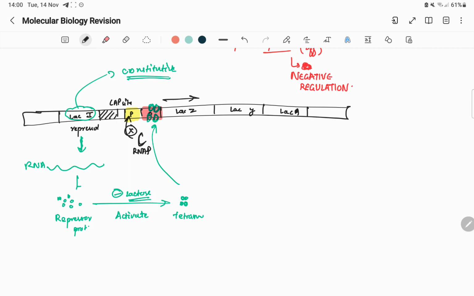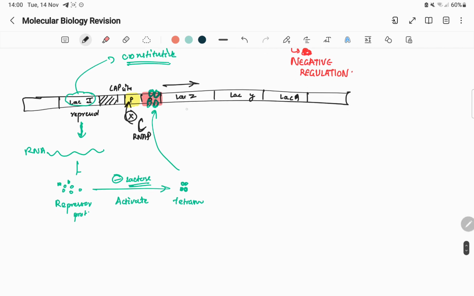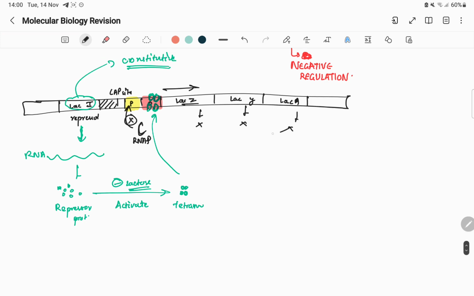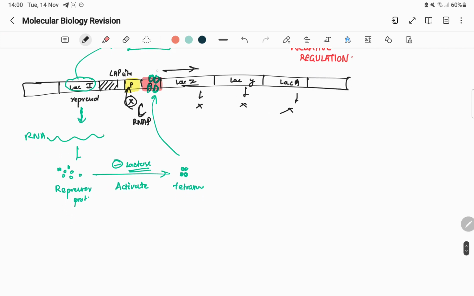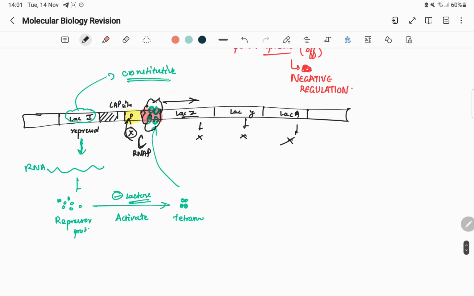Understood? So transcription is blocked, sorry, I got confused a bit. Okay, no problem. Lac Z will not express, this will not express, this will not express. Why? Because this part is blocked by the repressor protein molecules, due to which the RNA polymerase can't bind, and the transcription is just repressed. The operon is repressed.